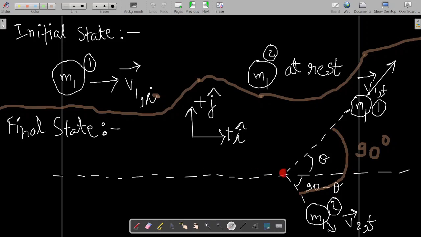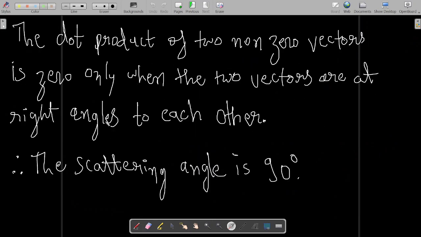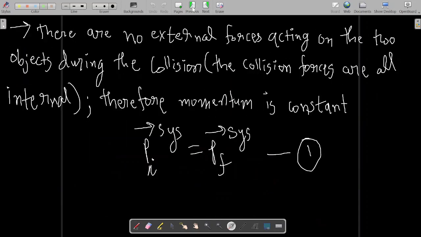If from this initial line of propagation you measure the angle, then this angle will be theta and this angle will be 90 minus theta, because from here till here the angle is theta. So the scattering angle is 90 degrees. In this way you can solve this particular question.